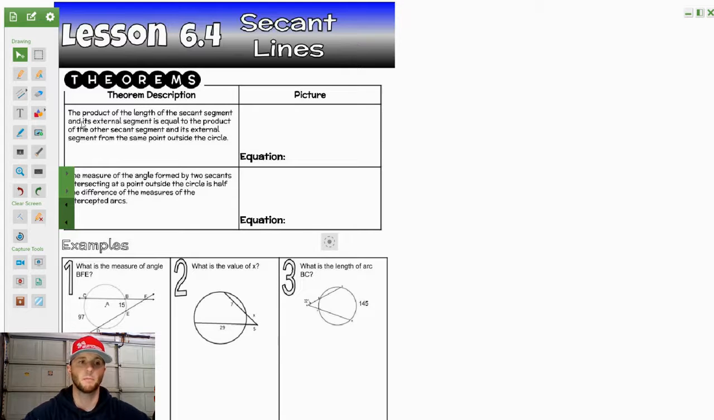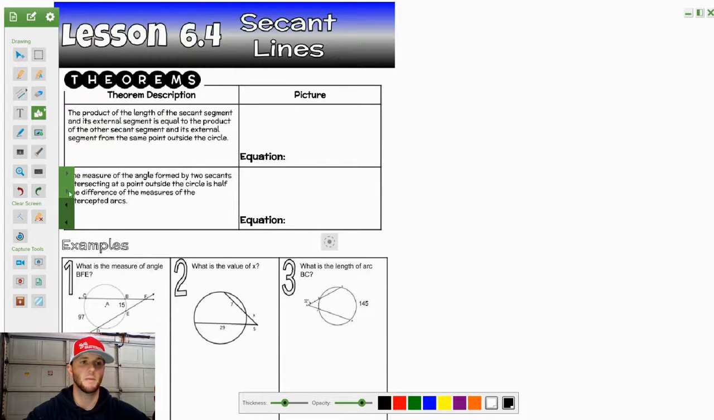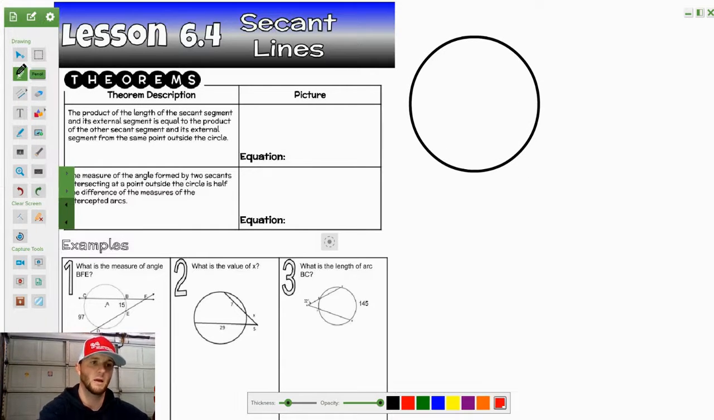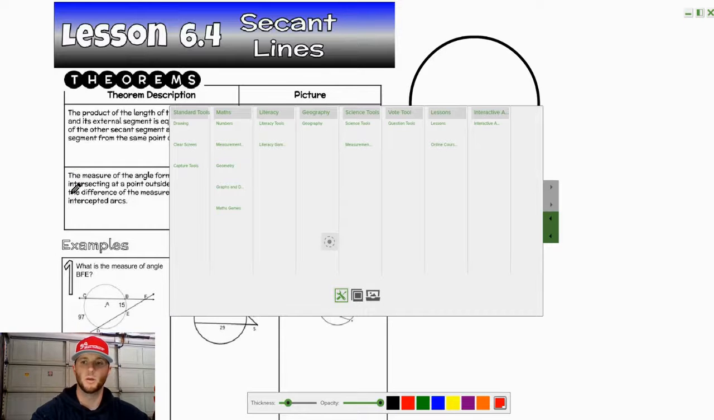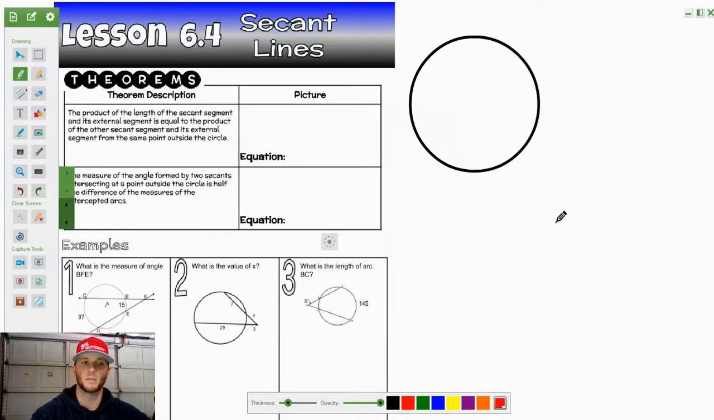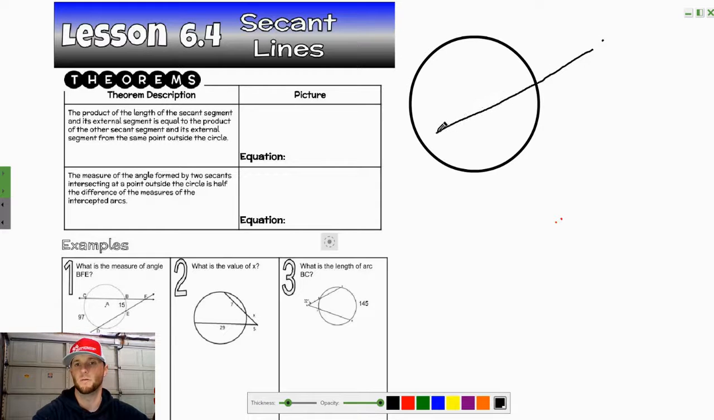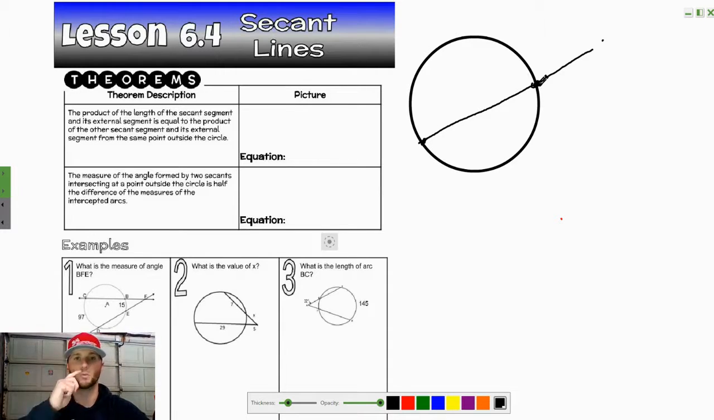So the first thing I like to talk about is what I mean when I say a secant line. What I mean by secant line is that whenever you're given a circle, and on that circle you have a line that goes through the circle and touches it at two exact points. If I have a line, it's going to go through this circle and touch the circle at exactly two points. So basically, a secant line goes through the circle and touches at 2 points.